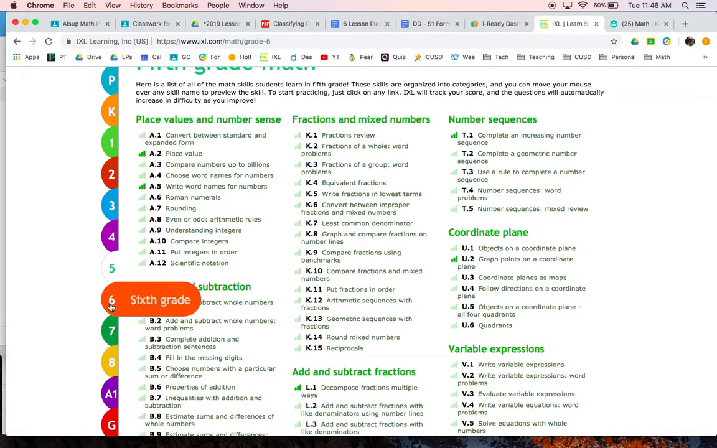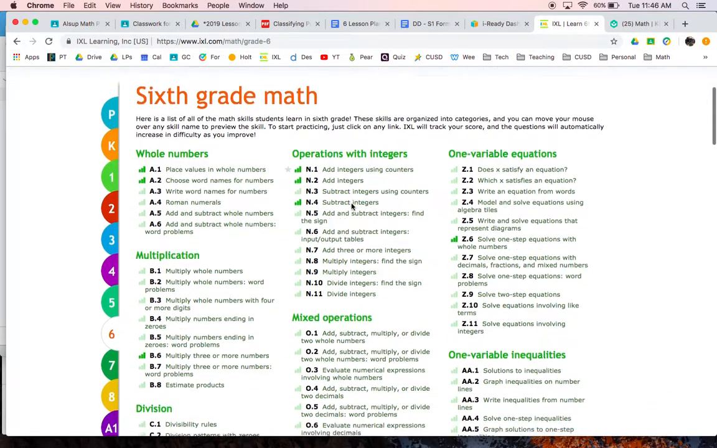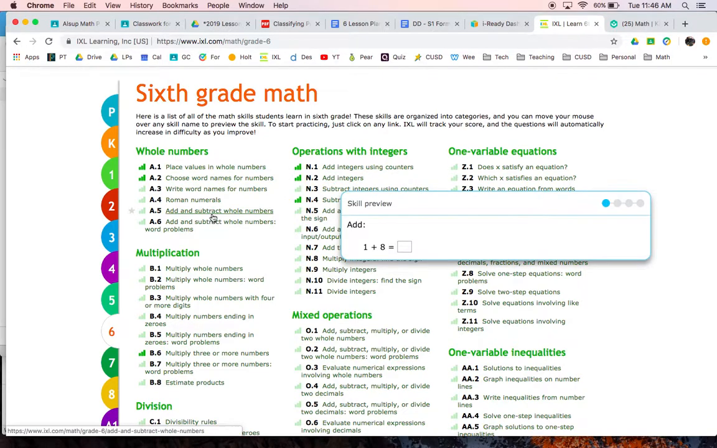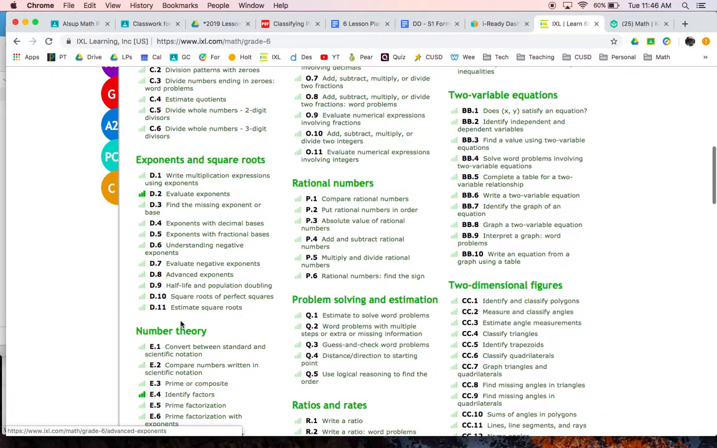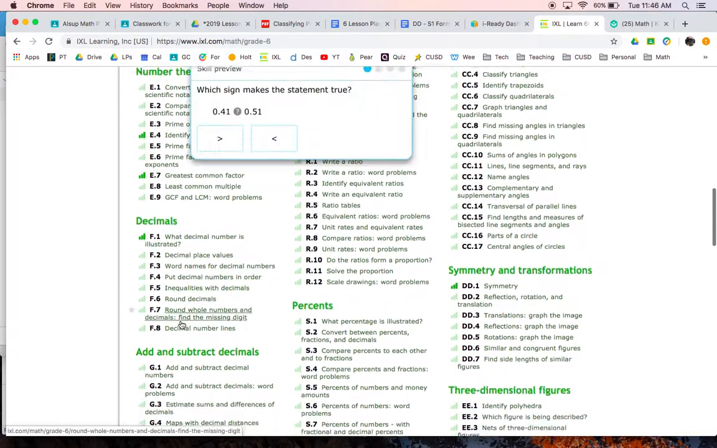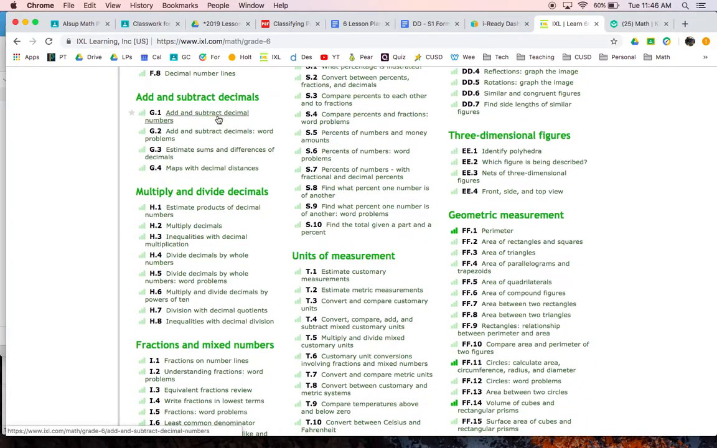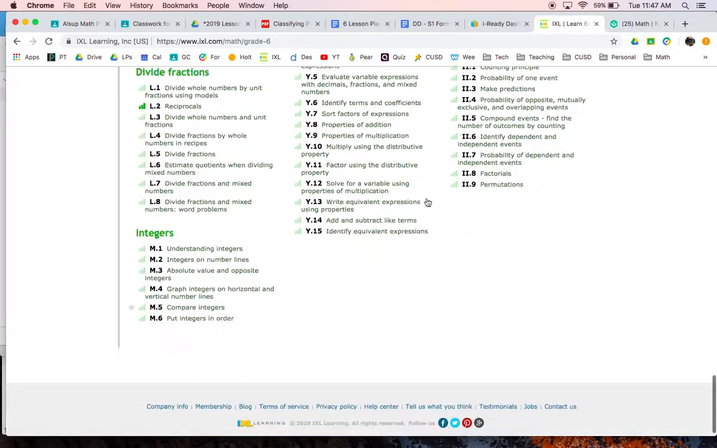Okay, sixth grade next. Okay, so when you get to one variable equations, this is algebraic reasoning. Operations are now including integers, so negative whole numbers as well. Multiplication practice, division practice. Okay, your four operations still more practice there, including with fractions and decimals.